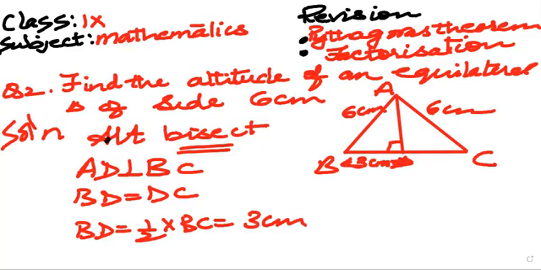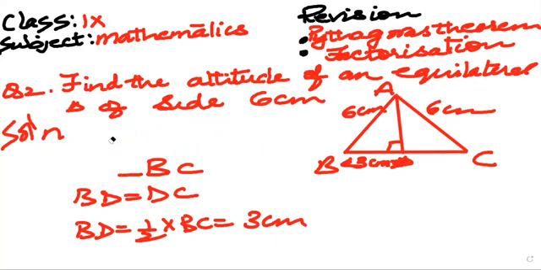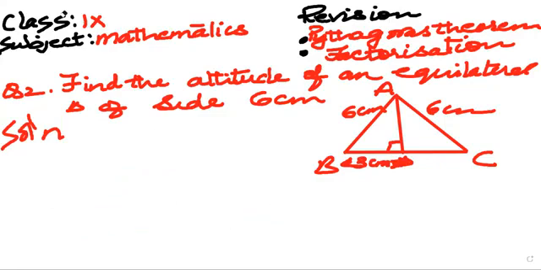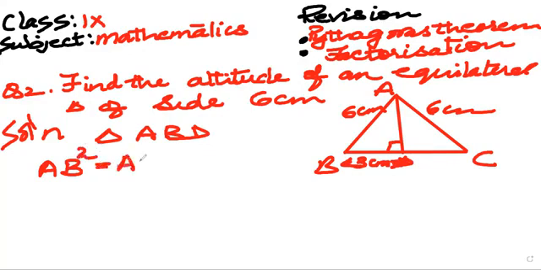Now you can do your sum because you can apply Pythagoras theorem in the first triangle. Let's use that. Your triangle ABD. In triangle ABD, AD is the altitude and AB is the hypotenuse. So children, here AB square will be equal to AD square plus BD square. Okay. So now AB is given to us 6 centimeter.